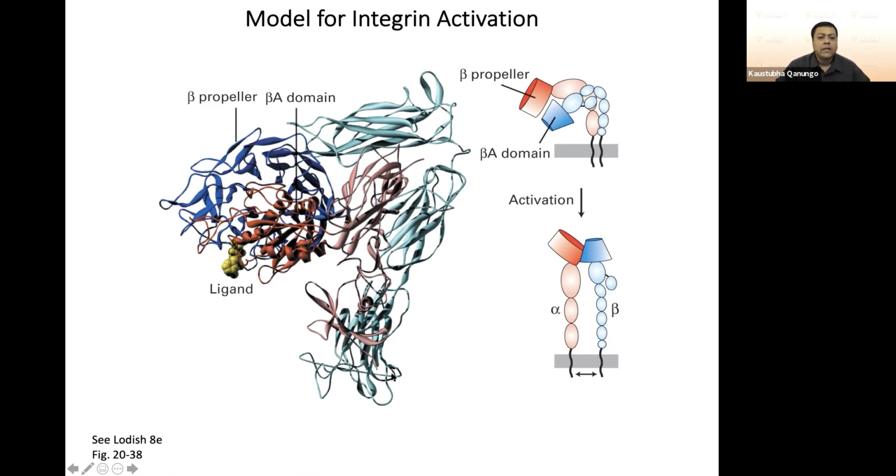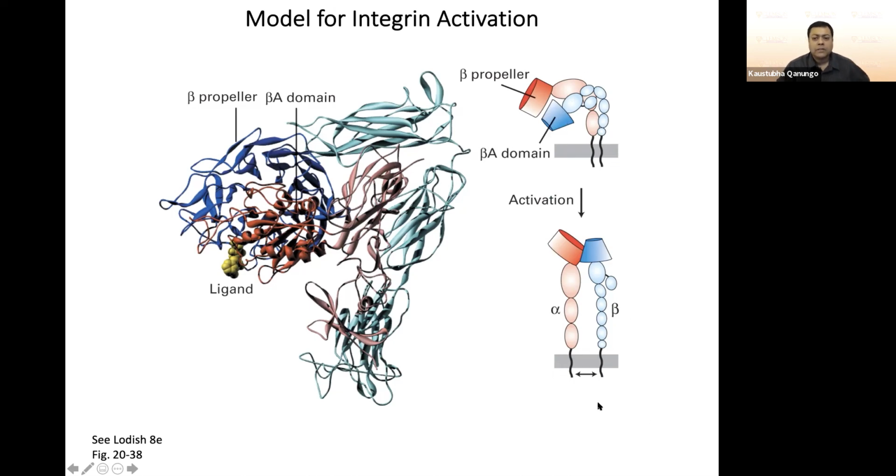So when integrin is activated, the beta A domain and the beta propeller interact with each other. And in this condition, they are pushed apart. If you carefully look, in an inactive form, this beta and alpha are close together. The transmembrane domains are very close together. And in this condition, they are kind of bent over, and your beta propeller and the beta A domain do not interact. This is your inactive form.